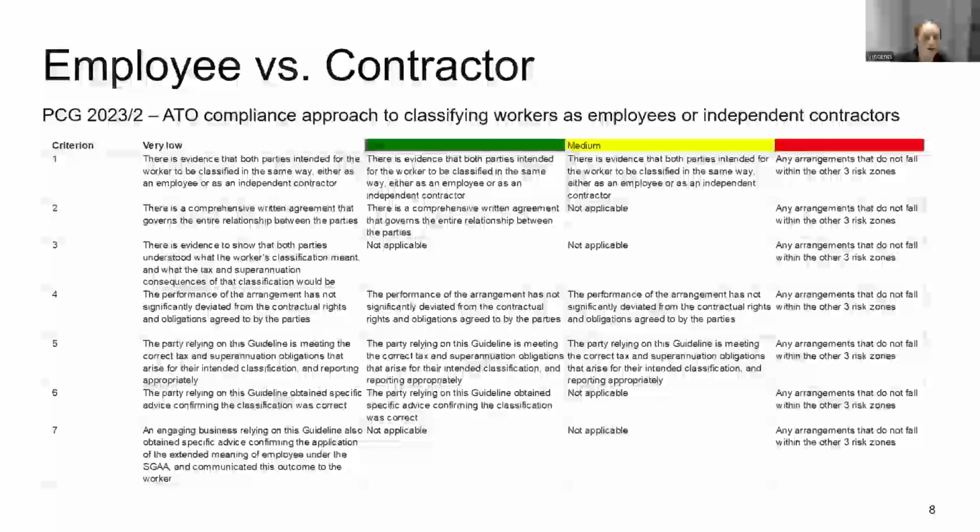If you don't have any advice at all, and you don't have that comprehensive written agreement, then you will likely fall into the medium or high risk category. So if you've got a situation where you've got employees and contractors and you're not really sure, you think you're a little bit on the edge, it could be either one, it's definitely worth obtaining that advice to reduce your risk.